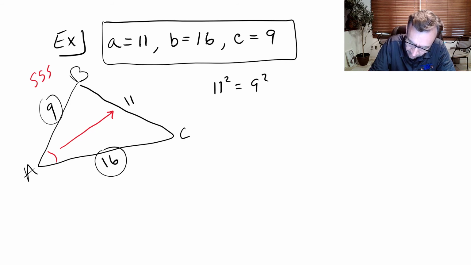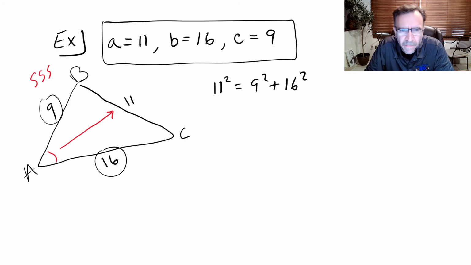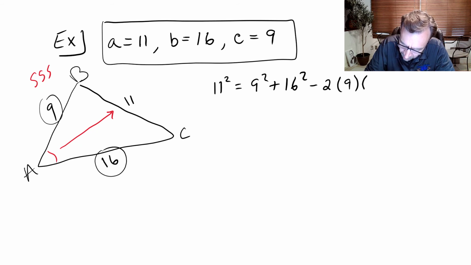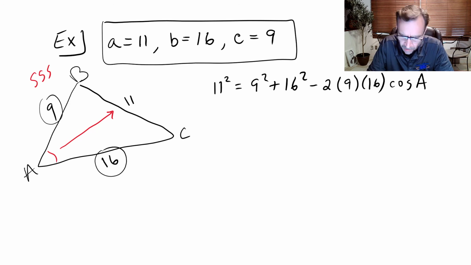So 9 squared plus 16 squared, right? A squared plus b squared equals c squared kind of thing. But this is not a right triangle, so we're going to subtract out 2 times 9 times 16, those are the legs, times the cosine of the angle between them, in this case, which is A. All right? And so notice the only variable left here is A. I should be able to solve for that.